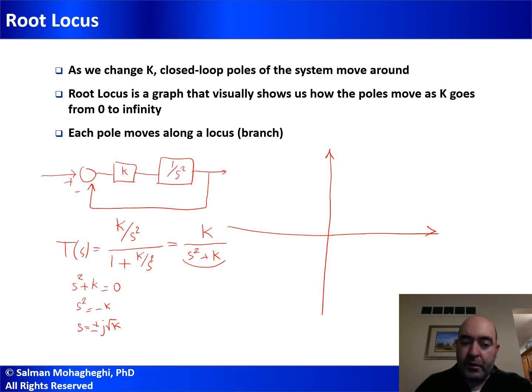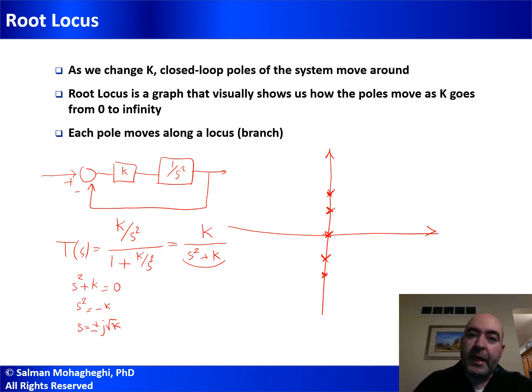So if k is 0, I will have two poles at 0. So both of them are going to be at the origin. Let's say k is 1. I will get two poles. One of them is plus j1, the other one is minus j1. So one pole will come here, the other pole will go here. If I set k to 2, one pole will be plus j square root of 2, let's say somewhere here, and the other one is going to be minus j square root of 2. The other one will be here.